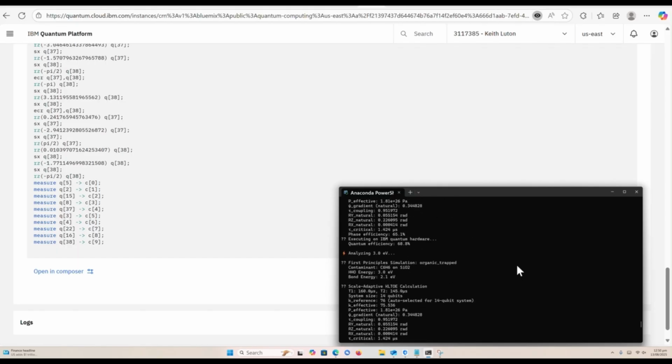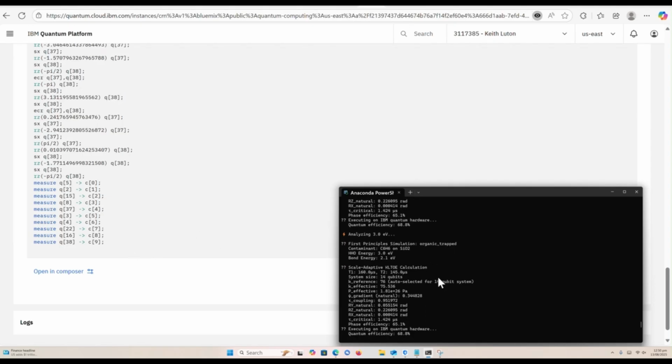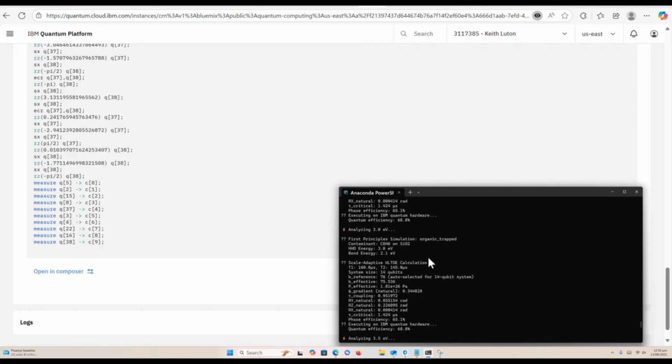With all parameters calculated, the simulator builds a quantum circuit. Every gate, every angle, every timing interval comes directly from the math. No trial and error, no manual tuning. The result: predicted decontamination efficiency, phase match percentage, and the perfect HHO energy to use.